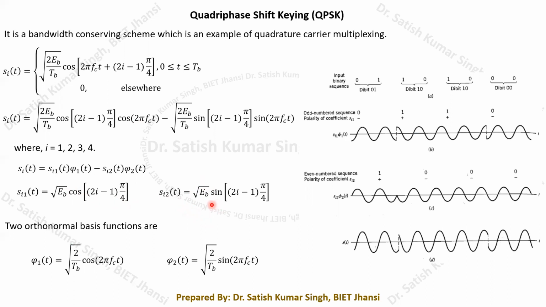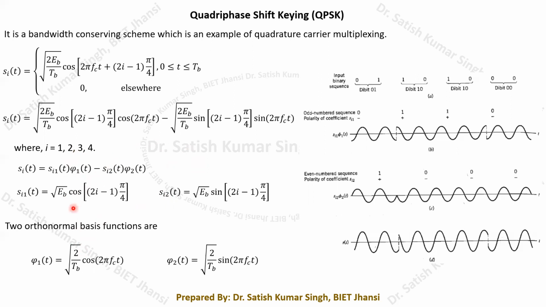So for both of these two signals that we are going to get, both the coefficients are going to be positive. You remember that it is root EB by 2, root EB by 2. So both the coefficients are going to be positive when we substitute I equals 1.